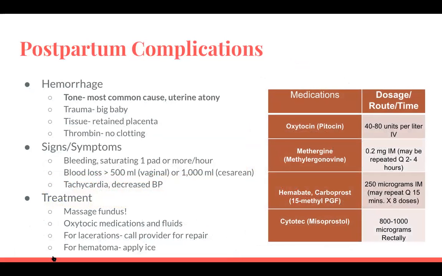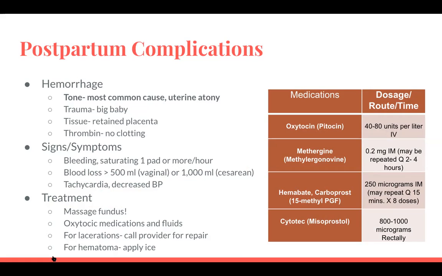Postpartum complications. So I did just mention it. Hemorrhage. I can't stress enough how much watching for postpartum hemorrhage is important. So uterine atony is the most common cause. I don't know how to say it. Atony. But if the baby was macrosomic, if the baby was big, that can cause trauma to the uterus and cause bleeding in the body. The tissue, if there's retained placenta, then that can also cause bleeding. And then if there's no clotting going on.